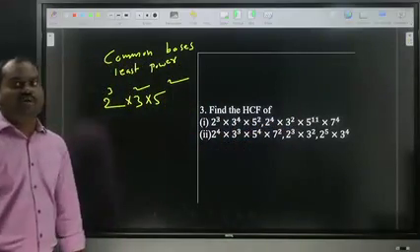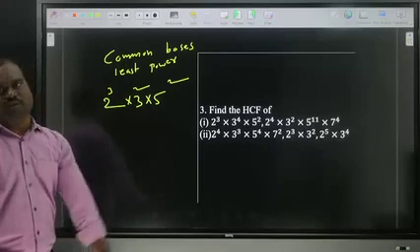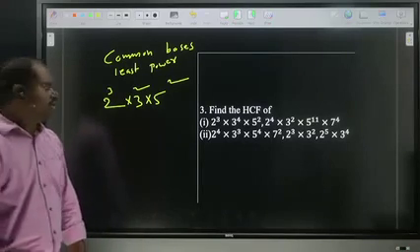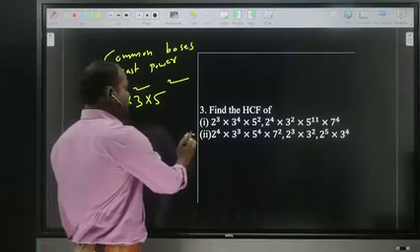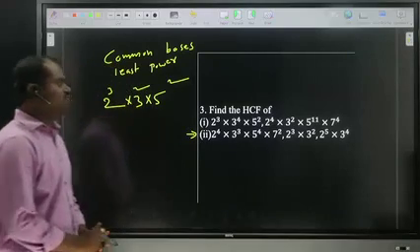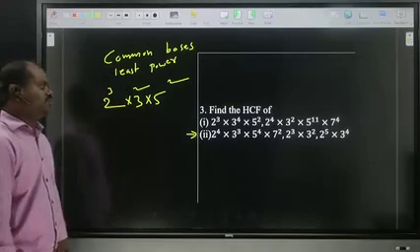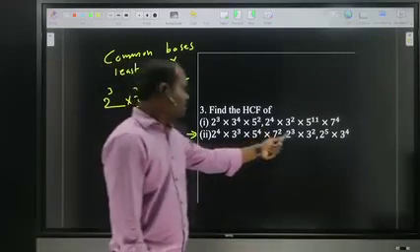Right, ma? What I said, ma? Common base with least power. Right, ma? Now try this second question, ma. Common base with least power.